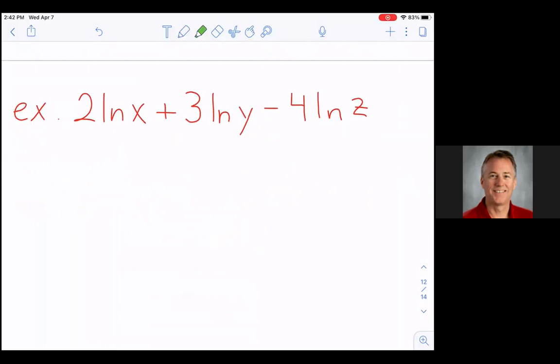Now the coefficients are going to be the exponents. So that's going to be x squared. That's going to be y to the third. That's going to be z to the fourth. I'm going to multiply the first two and divide by the last one. So when I combine this, it's going to be the natural log of x squared, y to the third, divided by z to the fourth.